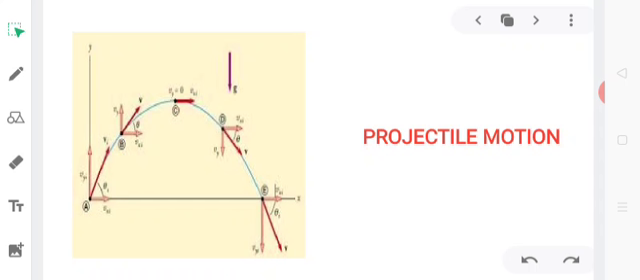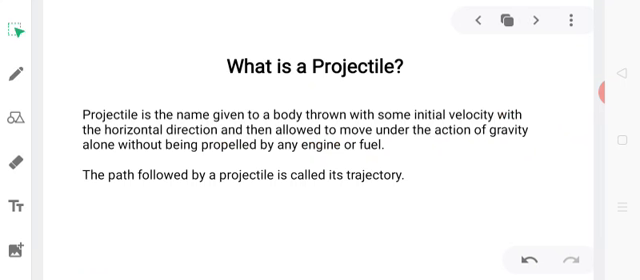So primarily we'll be understanding what is a projectile, we'll be going through a couple of examples, and basically we'll be deriving some very important formulas. So we'll begin with a very basic question: what is a projectile?